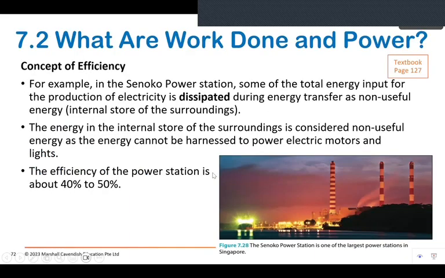Okay, so the concept of efficiency is very, very important in power stations. Currently our Senoko power station's efficiency is only about 40% to 50%. It means that when you burn the fuels, a lot of energy is not being utilized by the power stations to produce electricity. Only 50% comes out. The remaining 50% to 60% is being lost in terms of internal stores of the surroundings, of the machines, of the turbine, etc. So scientists, in order to get more energy, are also looking at how we can increase the efficiency of our power stations, so that with the same amount of fuel burned, I am able to generate more useful output energy. I'm able to generate more electricity to meet the demands for energy.